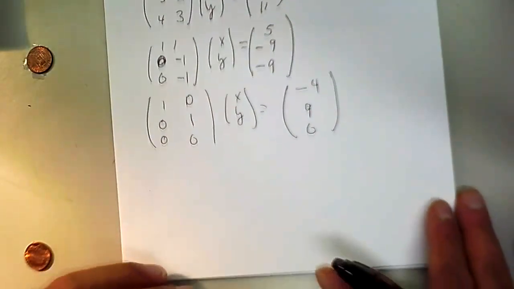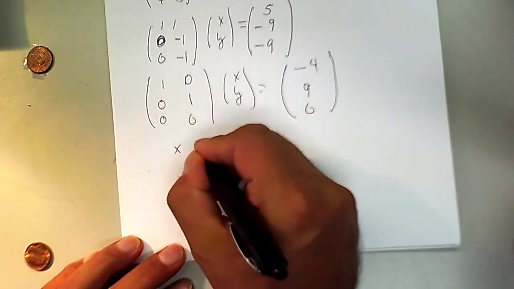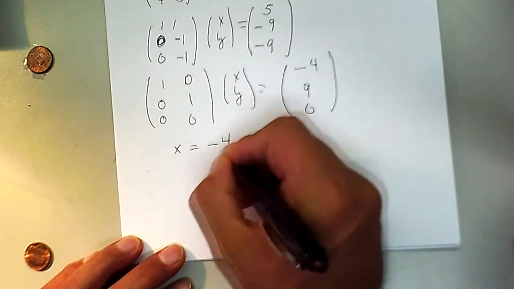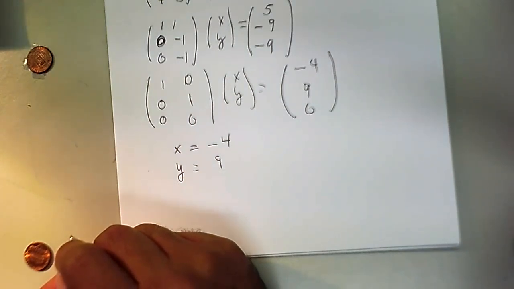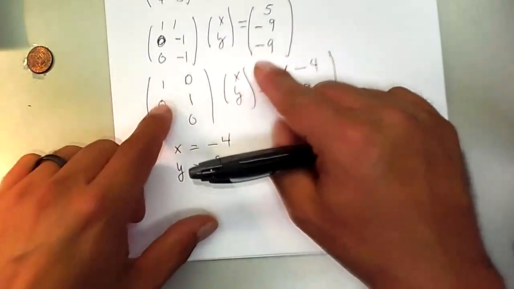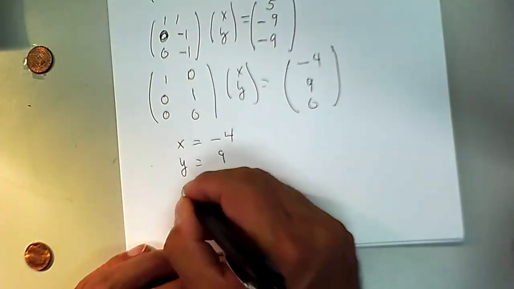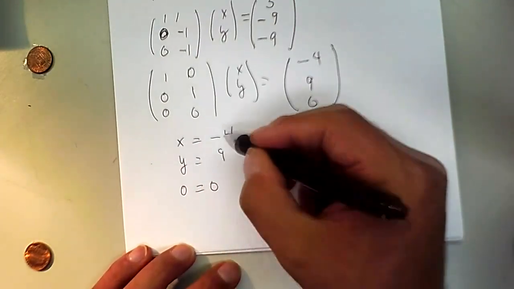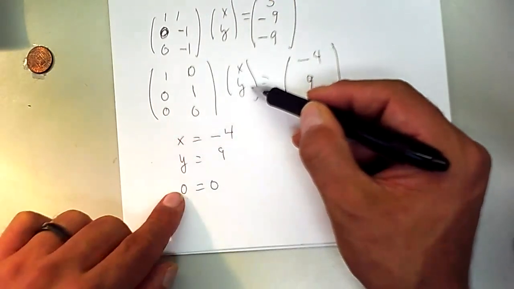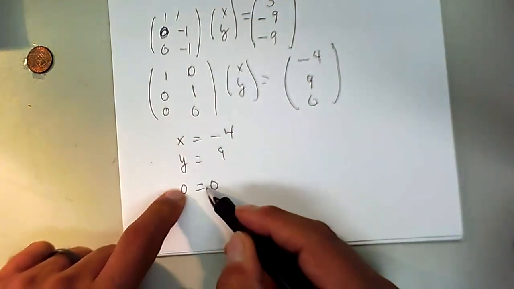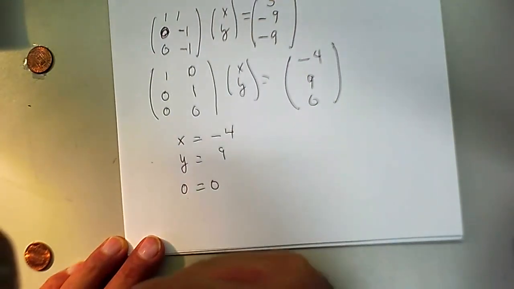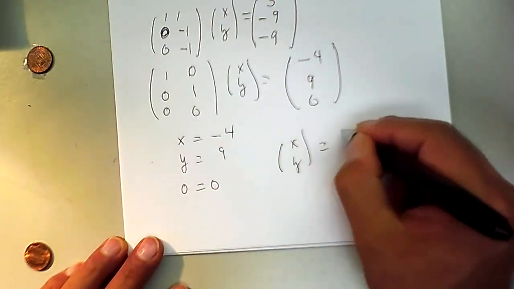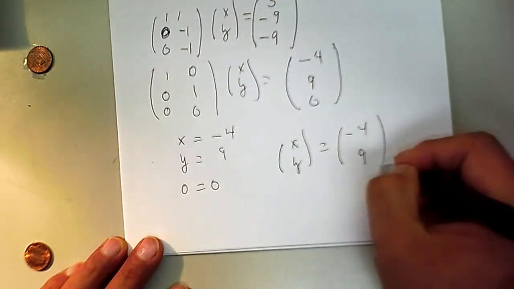So what does this tell us? This tells us that X is negative 4, Y equals 9, and that's it. And then 0 is equal to 0, which does not add more information. 0 plus 0 is 0, which is equal to this 0. Because this is an identity, we don't add more information. So we have a solution. The solution is a single solution. XY is just negative 4, 9, and that's it. There's no more to it.